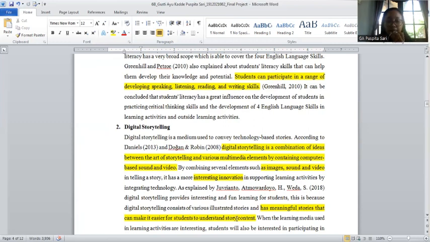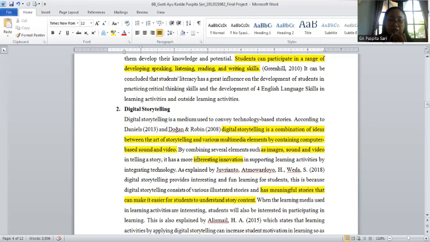Digital storytelling is the combination of technology with the use of video, image, and audio, as explained by Dogan and Robin in 2008. Digital storytelling is a combination of ideas between the art of storytelling and various multimedia elements containing computer-based sound and video. It is a combination of image, sound, and video that can produce interesting learning media with meaningful stories that make students understand the story content more easily.